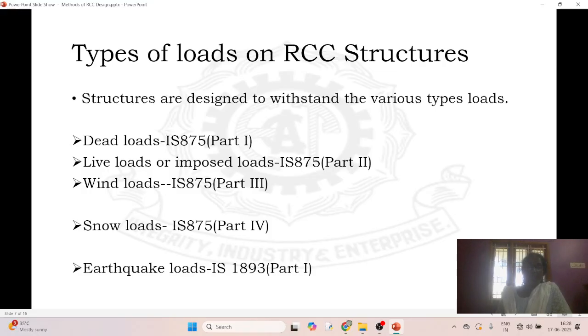Next one, live loads or imposed loads. Live load on floors and roofs consists of all the loads which are temporarily placed on the structures.